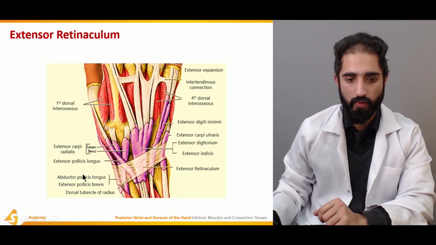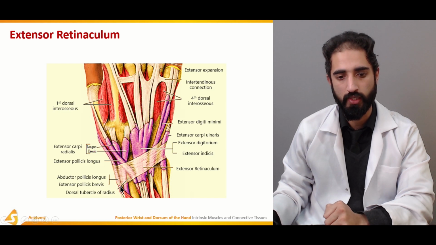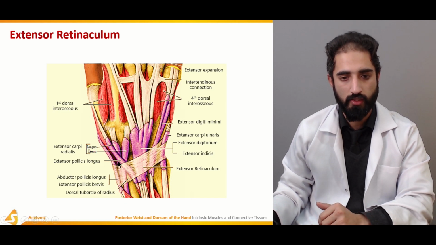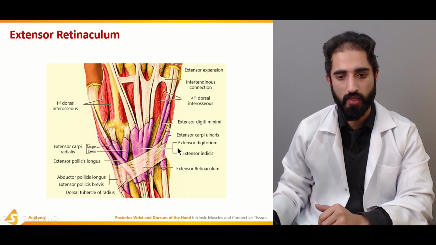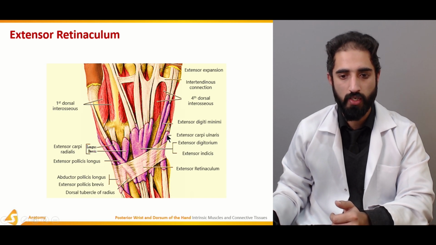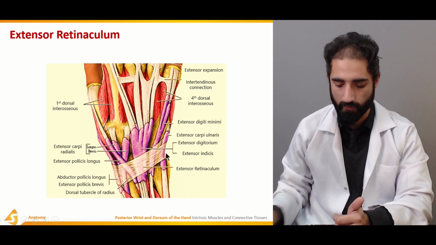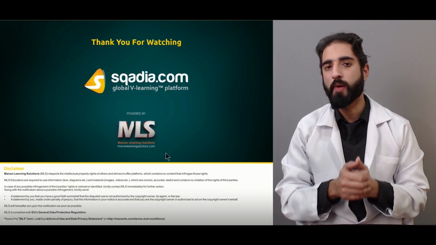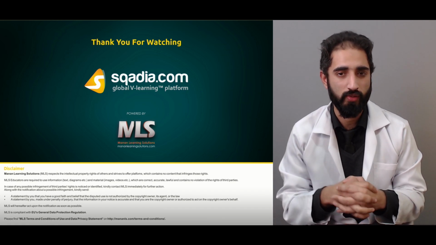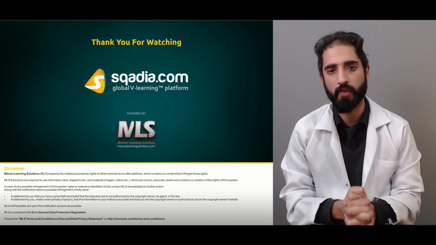And here you can see all of those muscles as well. On the lateral aspect, we have the abductor pollicis longus and extensor pollicis brevis. Then we can see the extensor pollicis longus and the extensor carpi radialis. Then we have the extensor indicis and the extensor digitorum. And then we have the extensor digiti minimi and the extensor carpi ulnaris. And here we have the extensor retinaculum. So that was all about the intrinsic muscles of the hand and the connective tissue structures such as the extensor retinaculum and the extensor expansion, etc.